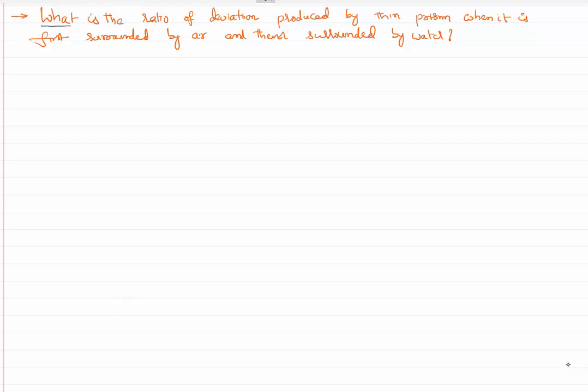In this video lesson, we are solving a problem from the chapter ray optics and the specific topic small angled prisms. The problem is like this. What is the ratio of deviation produced by a thin angled prism when it is first surrounded by air and then it is surrounded by water?